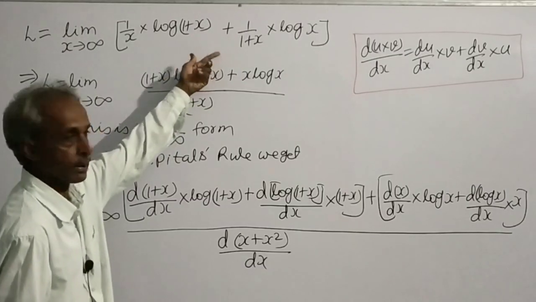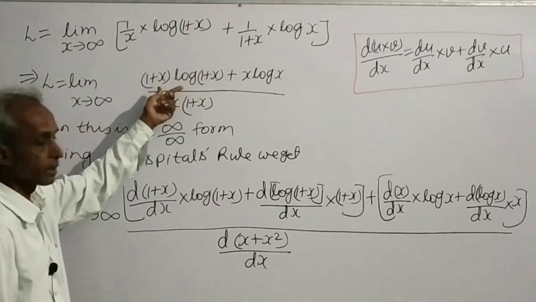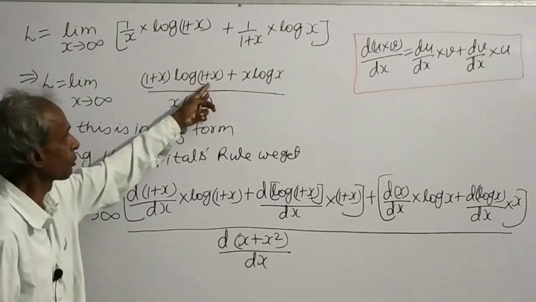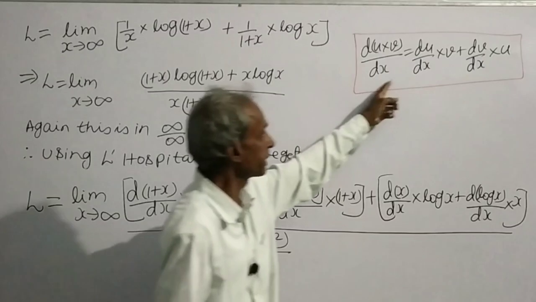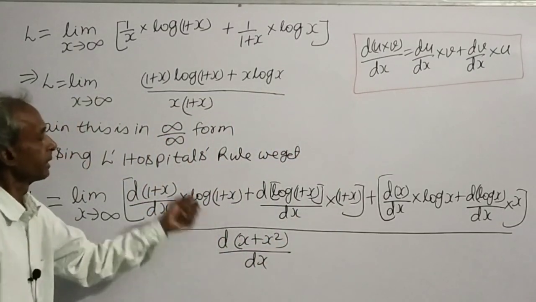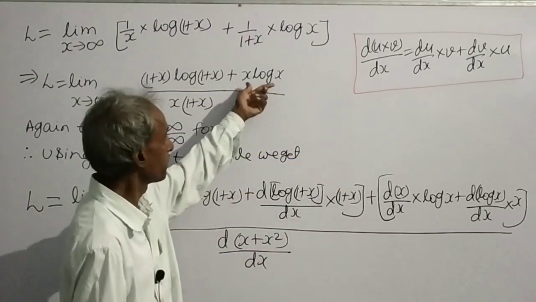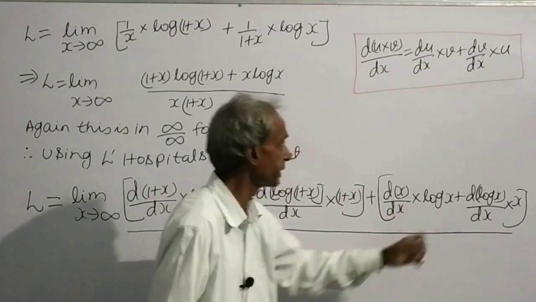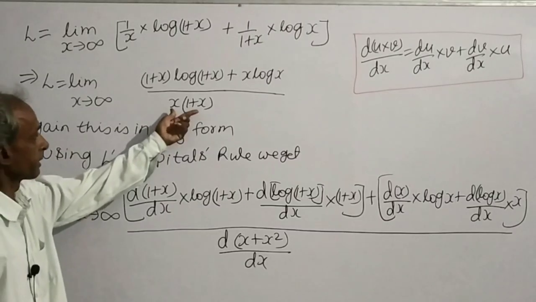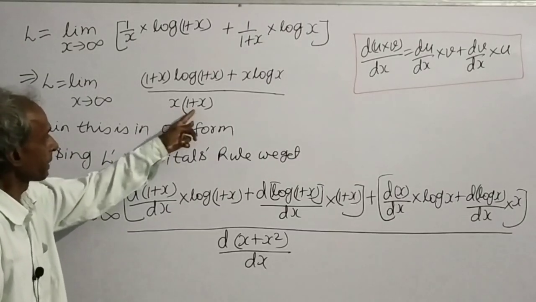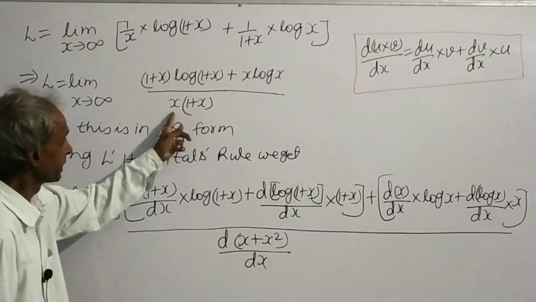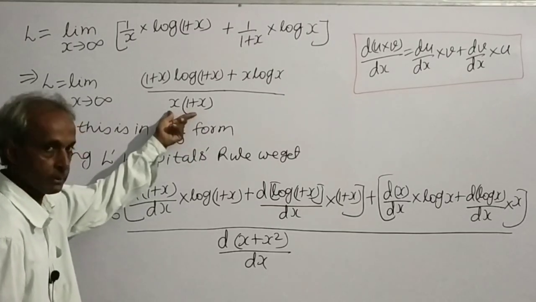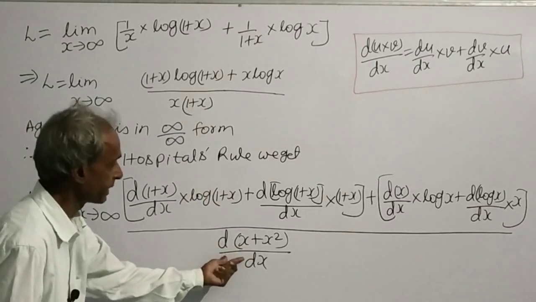Derivative of numerator. In the numerator, first we write derivative of this term 1 plus x log 1 plus x by using this formula here. Then we write derivative of this term x log x by using this formula here. And in the denominator, after multiplying these two, we get x plus x square. Therefore, derivative of denominator will be this.